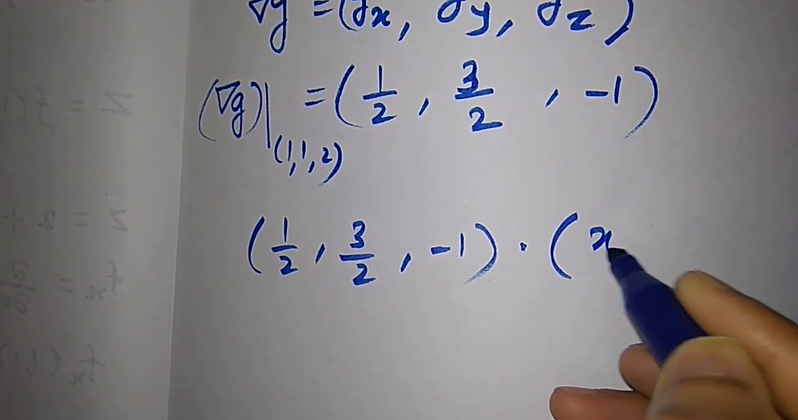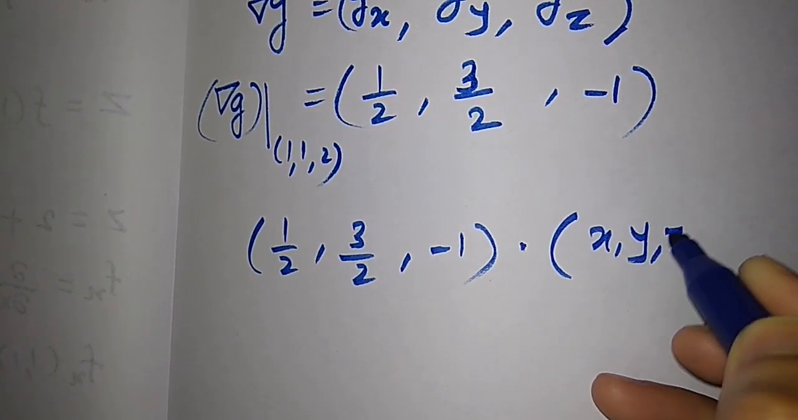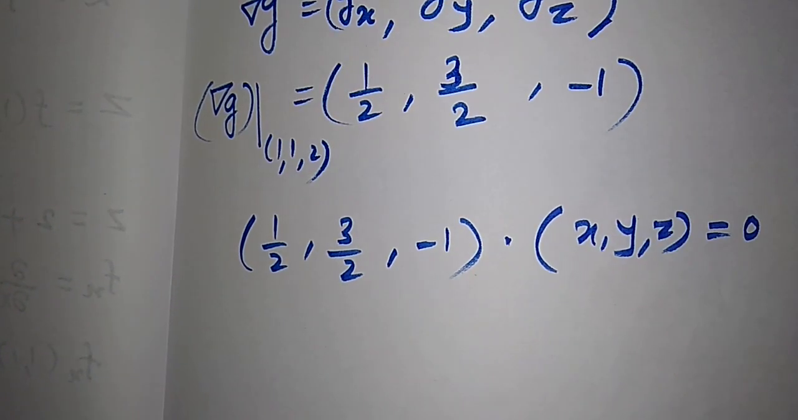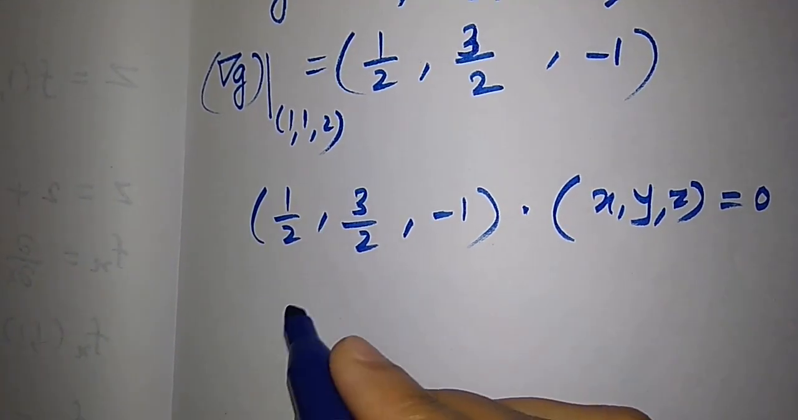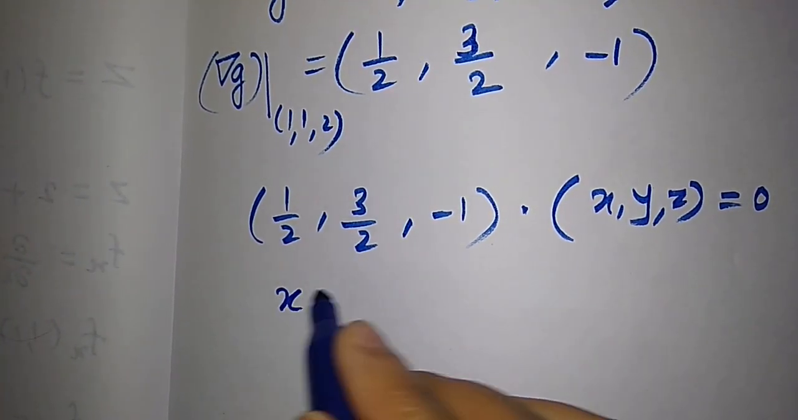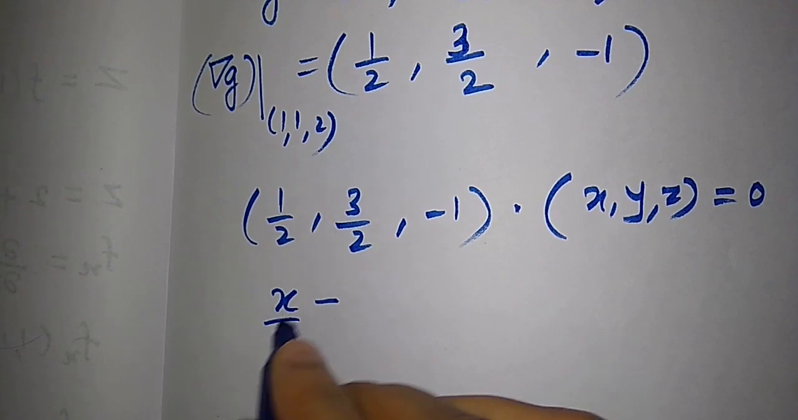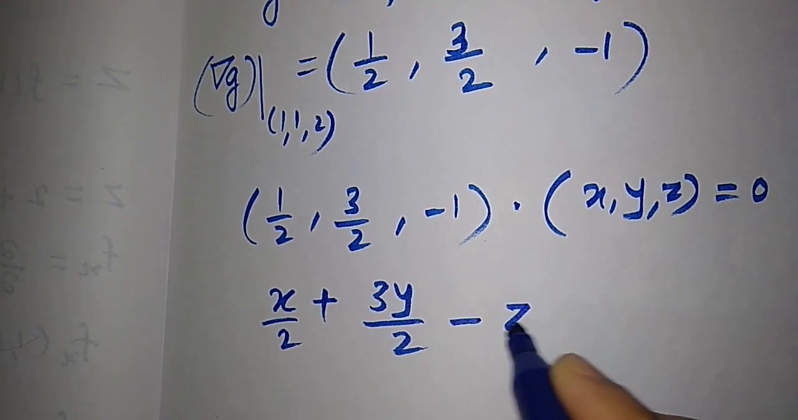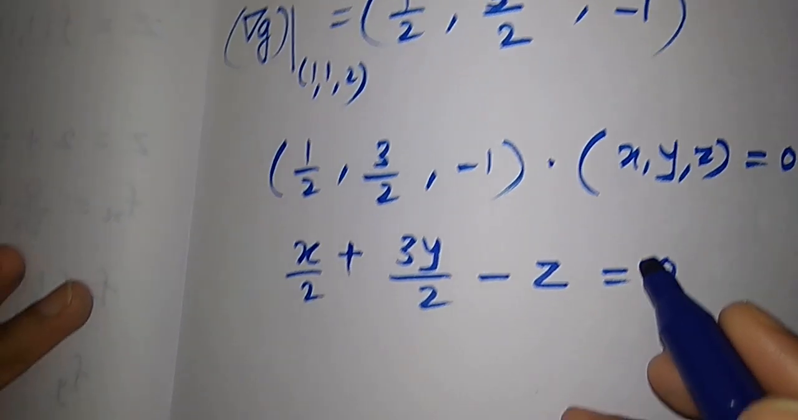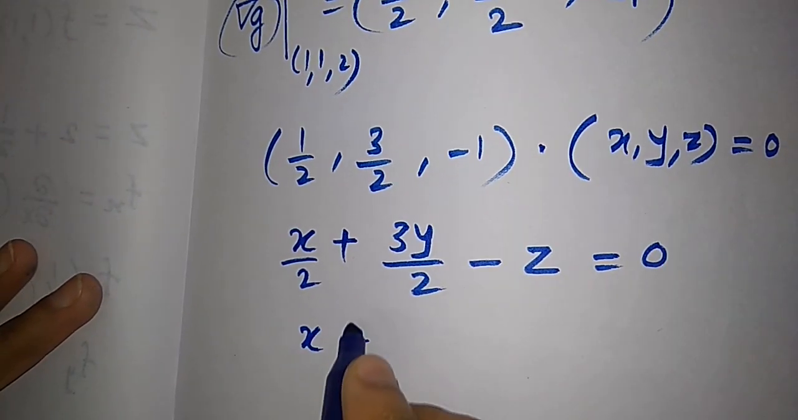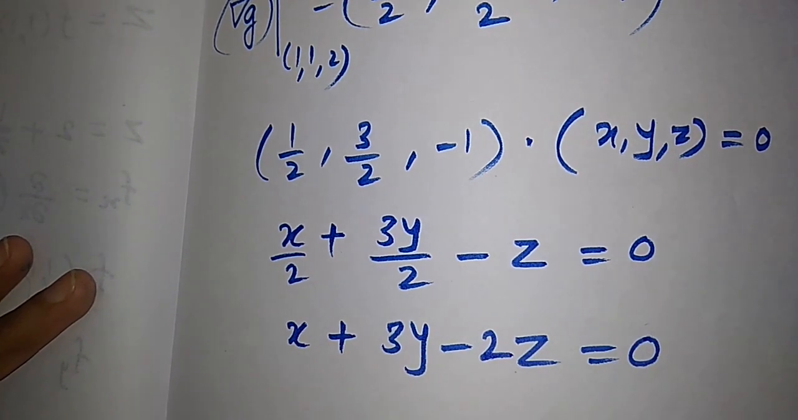Take the dot product with x y z, which is same as 0. So from this we will get x by 2 plus 3y by 2 minus z is equal to 0, and now multiply throughout by 2, so it will be x plus 3y minus 2z is equal to 0, as we have seen.